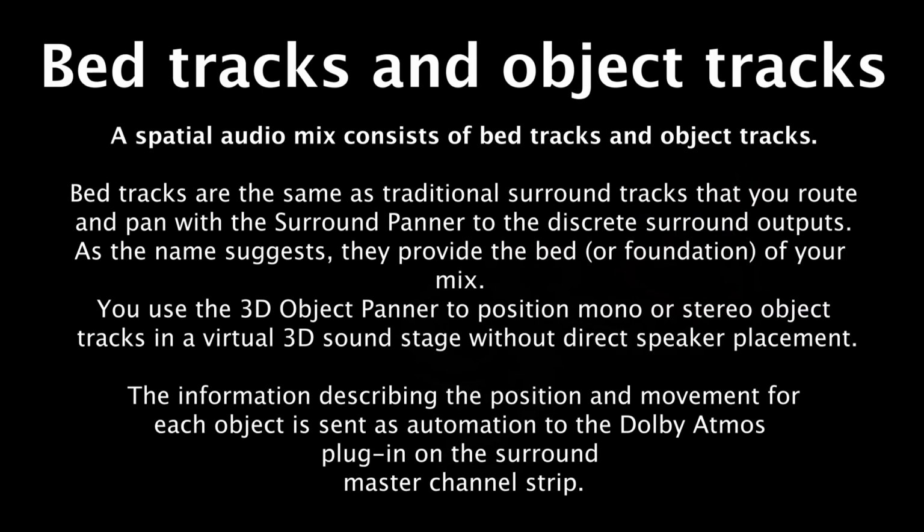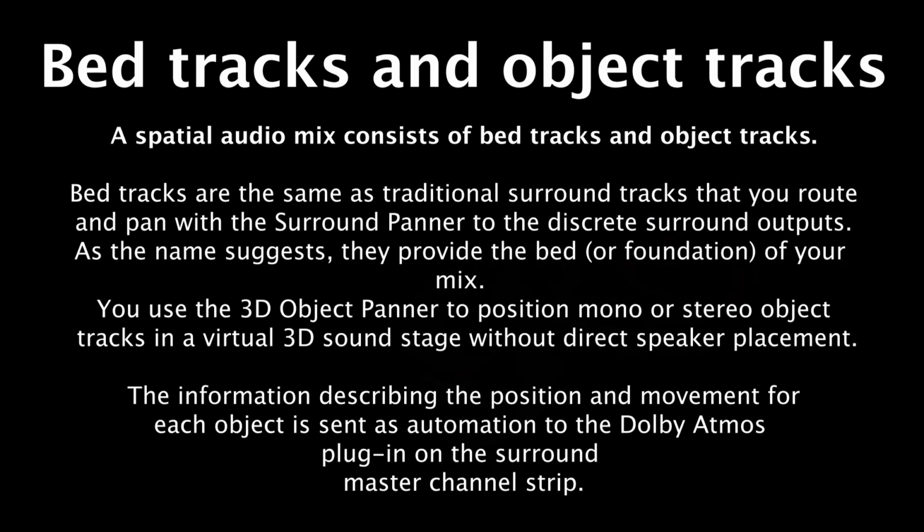So now what we're going to do is look at two different sounds. We're going to look at bed tracks, and we're going to look at also object tracks. So the sounds from bed tracks are sent to discrete speakers in the surround system, whereas the object tracks are mono or stereo tracks that use a 3D object panner, and then in that you'll be able to pinpoint where you want your sound to be placed in a track.